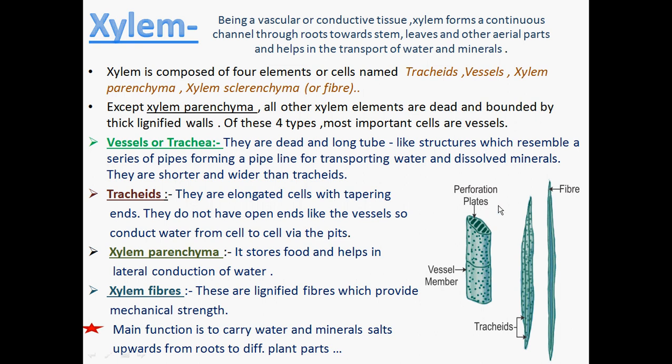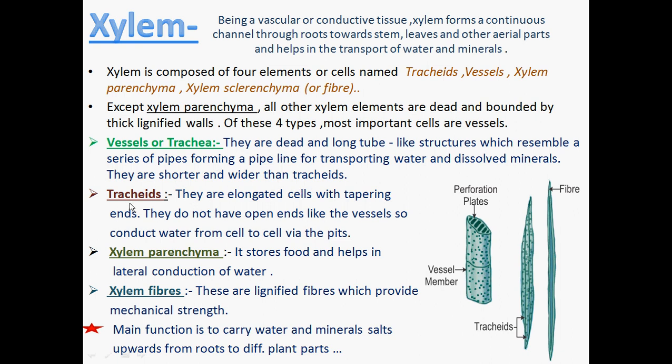a pipeline. If we place one cell of the vessels on top of another, many cells, then what will happen? A pipeline will be formed and water will be conducted easily, right? We all know that water can be easily conducted through a pipeline. So the series of pipes forms a pipeline for transporting water and dissolved minerals. Vessels are dead, as I told you, and they are shorter and wider than tracheids.